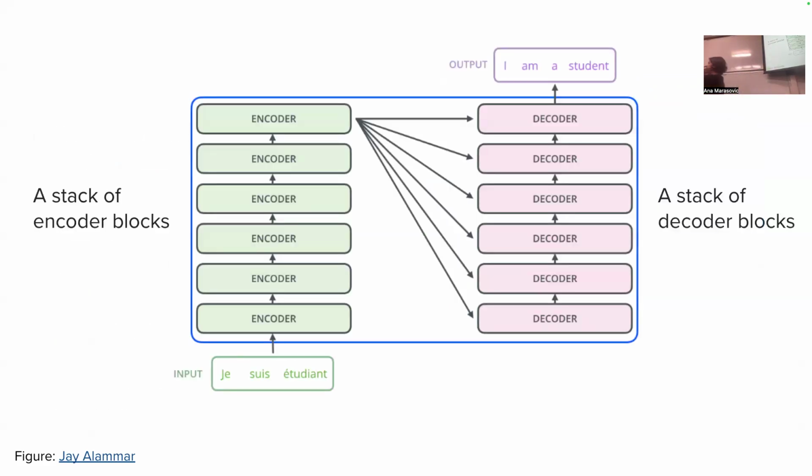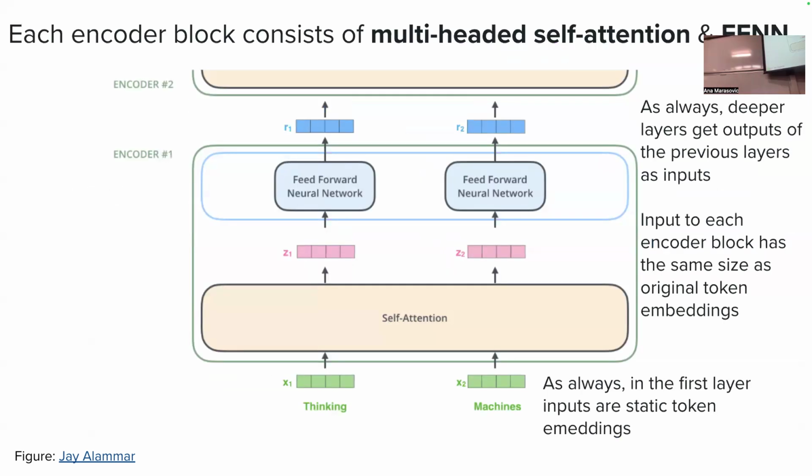Now, as the figure I first showed suggests, it's not as simple as that. So the big visualization of the encoder is actually a stack of encoder blocks, and the decoder is a stack of decoder blocks. Then each encoder and decoder block has its own composition. So we are zooming in a little bit more. Here, an encoder block has two main components. One of them is called self-attention, and the other one is our feed-forward neural network.